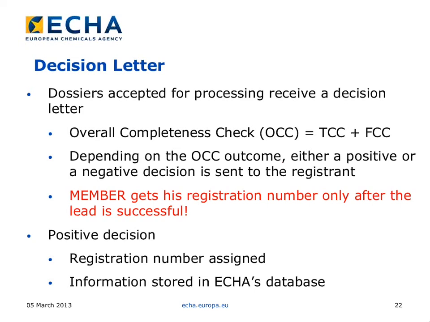When the overall completeness check outcome is positive, ECHA sends you a final positive decision letter. Then we assign a registration number for your substance, and the information is stored in our databases.